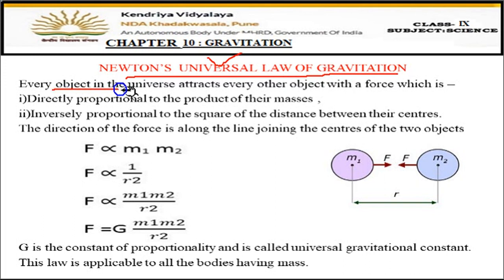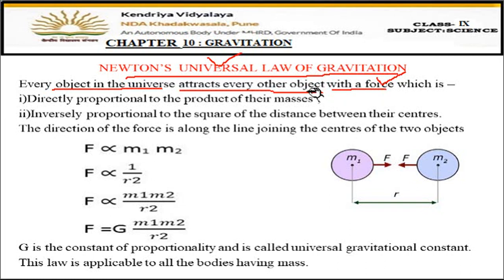Now every object in the universe attracts every other object with a force, right? That means two humans are also attracting each other with a force, and that is also the force of gravitation. So there is an attractive force present between any two objects in the universe, and the formula for that force is given by Newton. How do we calculate the force present between any two bodies in the universe?